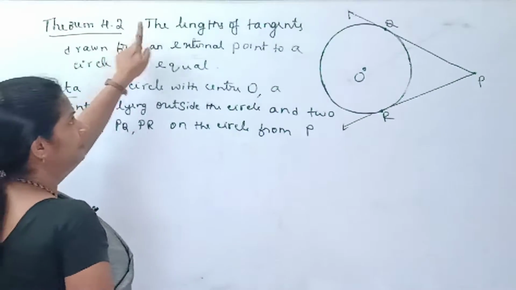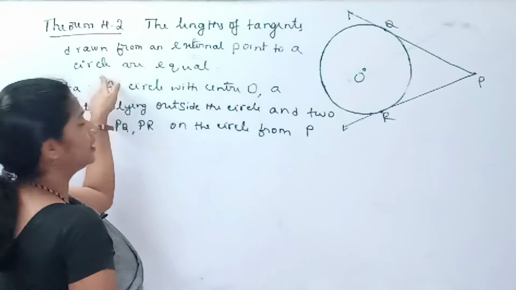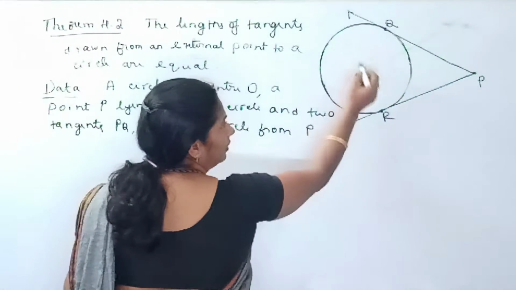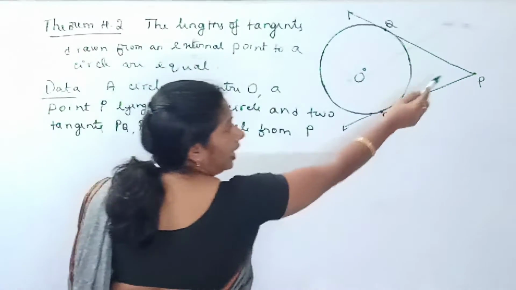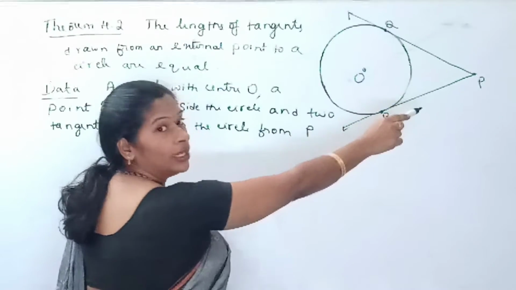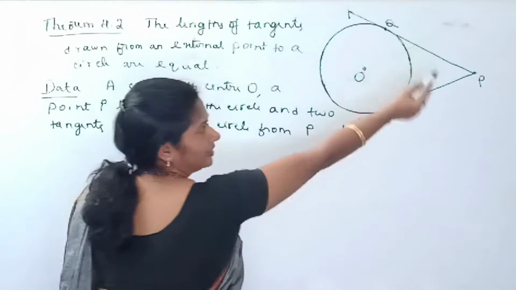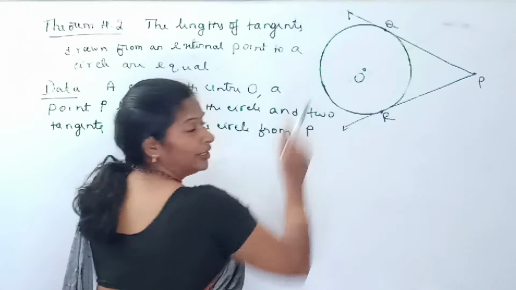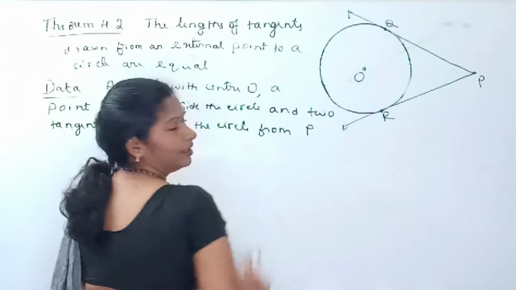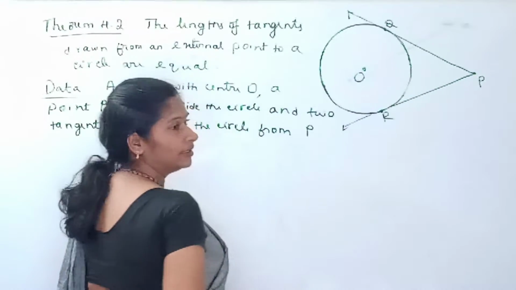Coming to the second theorem: the lengths of the tangents drawn from an external point to a circle are equal. So here I have drawn a circle with the center O, and the point P lies outside the circle, and P is called an external point. And you know that from an external point to a circle, you can draw 2 tangents. PQ and PR are the 2 tangents drawn from an external point P to a circle.